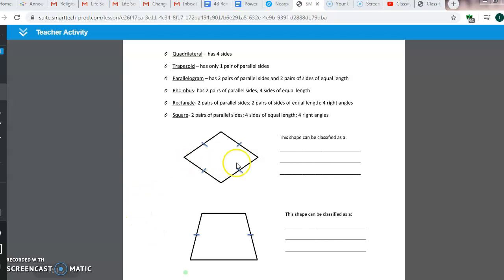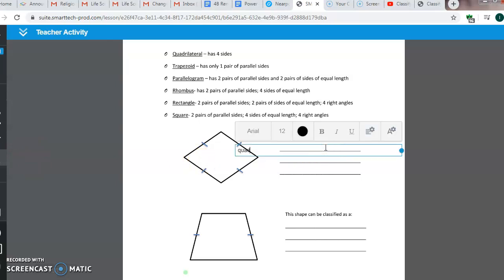All right, guys, so we've got 2 shapes right here, and we're going to classify them with as many names as possible using the definitions of the quadrilaterals above. So as we did earlier, we're going to start with the first term, which is quadrilateral. And we know that quadrilaterals have 4 sides. So we're going to take a look at our shape here and ask ourselves, is this shape a quadrilateral? Does it have 4 sides? The answer is yes. This shape is indeed a quadrilateral. So we're going to go ahead and name it as a quadrilateral.